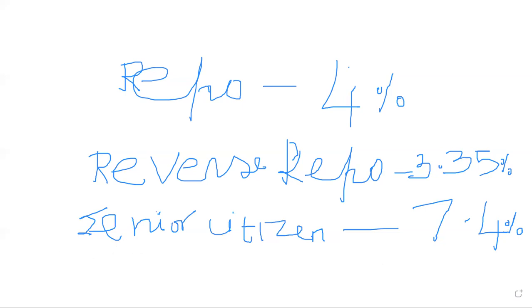Senior Citizen Deposit Scheme, 7.4%. And I think most of you will know there is a scheme known as PPF, that is Public Provident Fund. And there the interest rate is 7.1%.